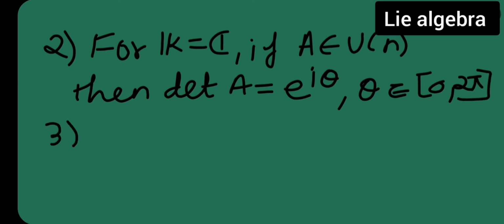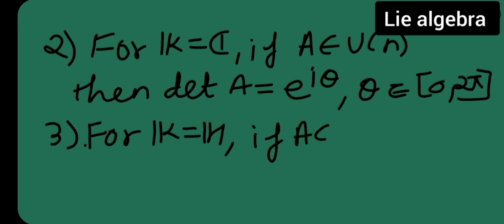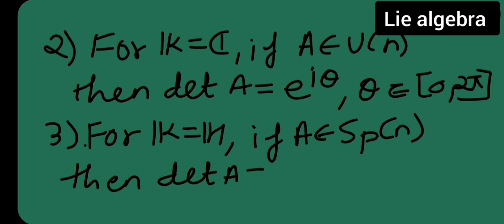And the third one is for K is equal to H. This is the quaternionic group. So if A belongs to Sp(n), the symplectic group, special symplectic group, then determinant of A is equal to plus or minus 1. We take this without proof, okay? All these conditions: A belongs to Sp(n), then determinant of A is plus or minus 1. So you all have to know these remarks very well.